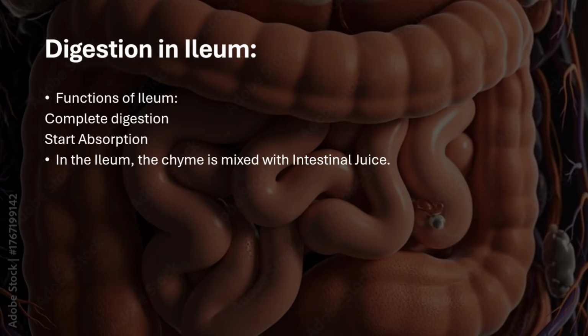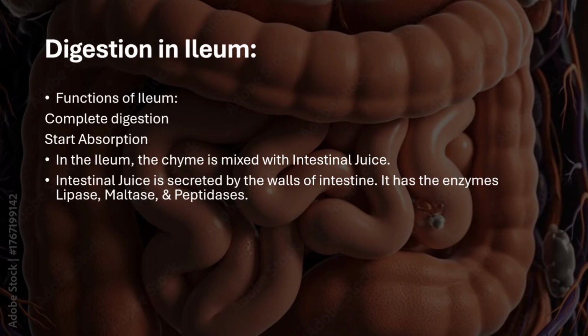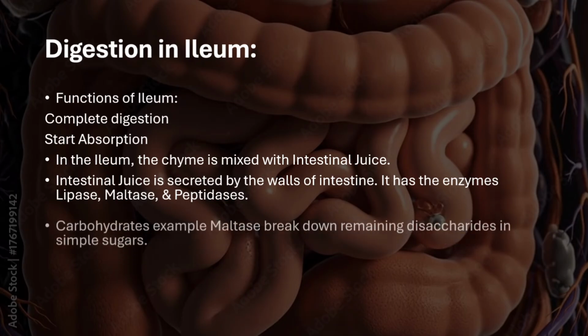The first three were gastric juice, which was found in the stomach, bile, which is produced by the liver, and pancreatic juice produced by the pancreas, and now intestinal juice. Intestinal juice is secreted by the walls of the intestine and is mixed with the chyme when it goes into the ileum. Intestinal juice has the enzymes lipase, maltase, and peptidases.